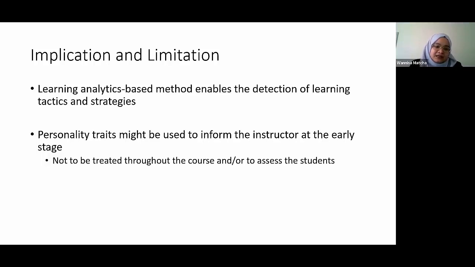Therefore, as an implication of this study, personality traits might be used to inform the instructor at an earlier stage, which means that instructors might use personality traits to collect data regarding the potential strategy that students might use. Therefore, they can intervene or provide suggestions, recommendations, or personalized feedback for students at the beginning of the course. But be cautioned, because personality traits cannot be used throughout the whole course or to assess the student, but rather at the beginning of the course when the trace data is not available. When the trace data come, they have been found to correlate better with the actual learning behavior of students. So we suggest using the trace data to analyze the pattern of how students learn.